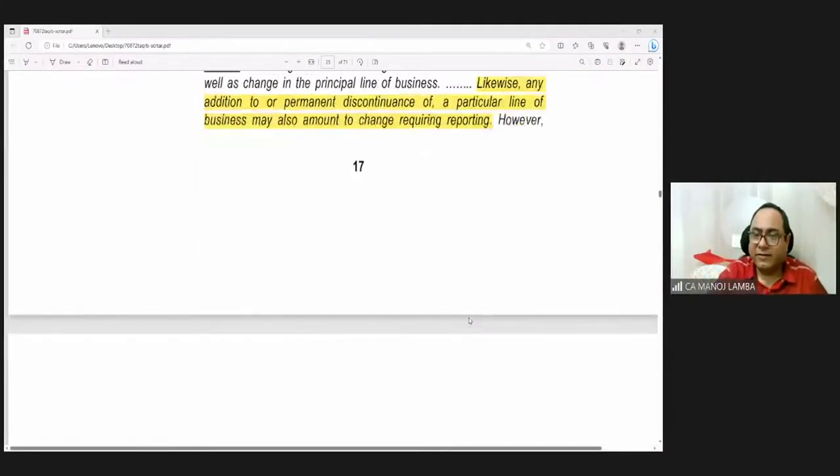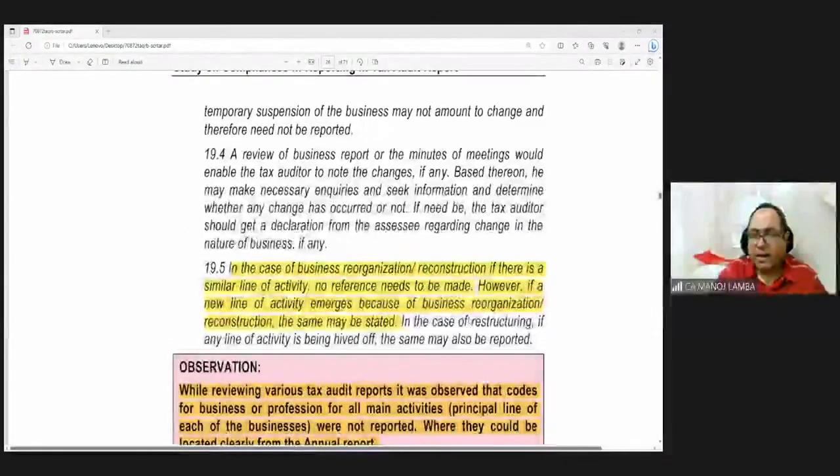So, friends, in case of business reorganization or reconstruction, if there is a similar line of activity, no reference needs to be made. However, if a new line of activity emerges because of business reorganization or reconstruction, it may be stated.